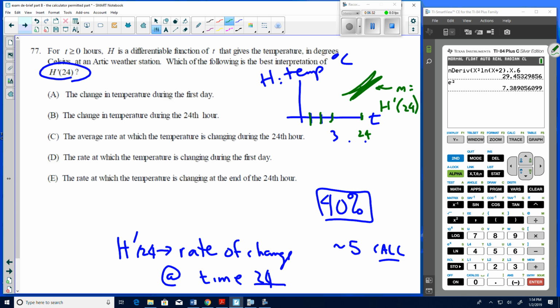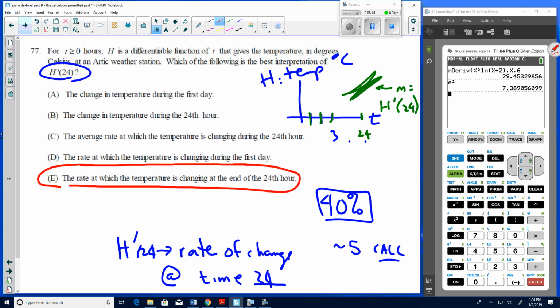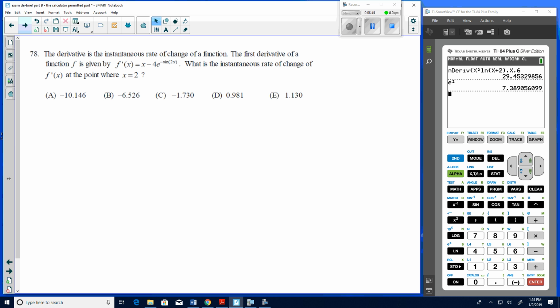So once you have the idea, we're looking for a rate of change here. This says during the first day. We don't want that. We want at the end of the 24th hour. That's the one we want, right? So at t equals 24. The derivative is the instantaneous rate of change of a function. Again, that would not be given. I just put that in there to help you think about how to do this.